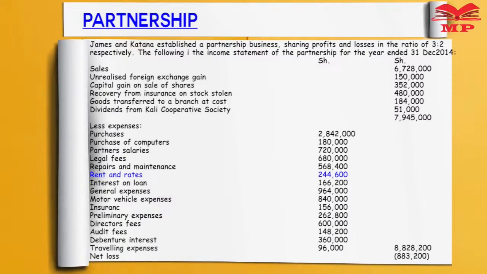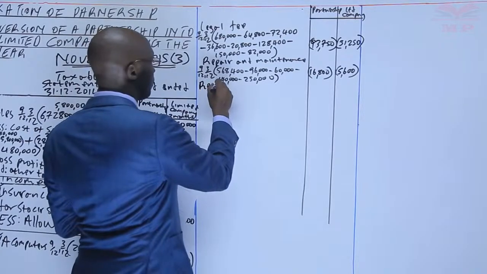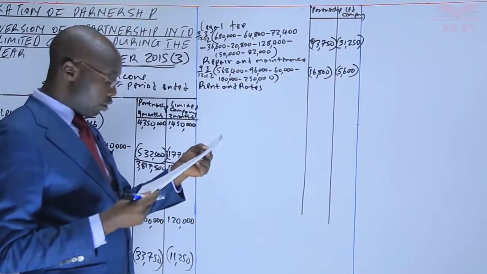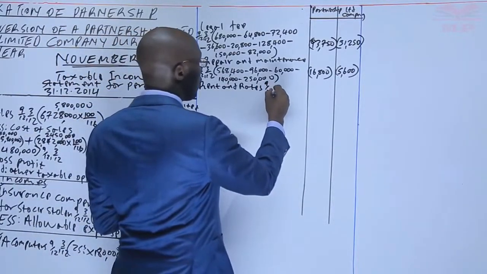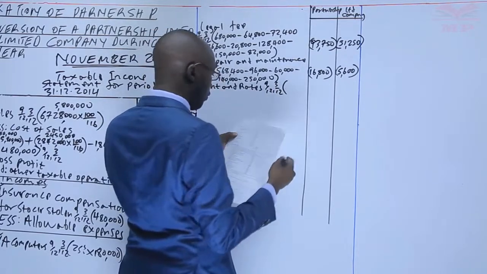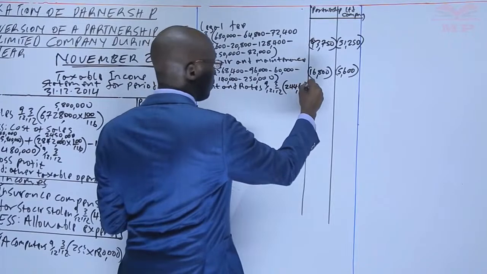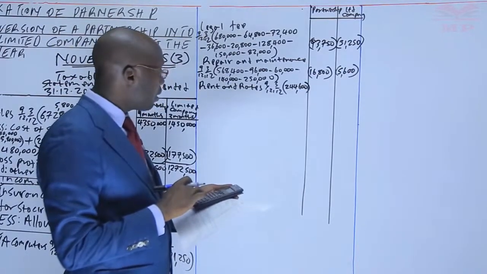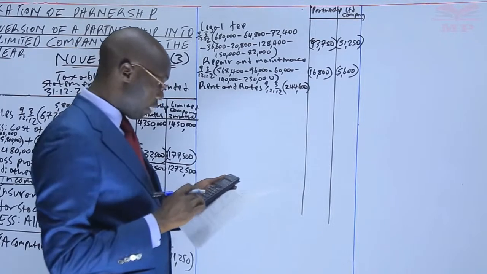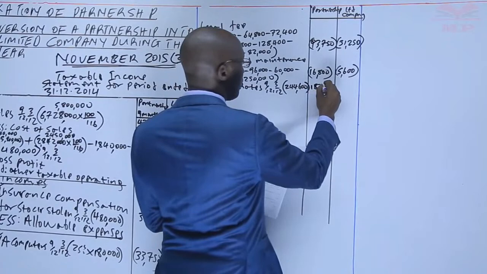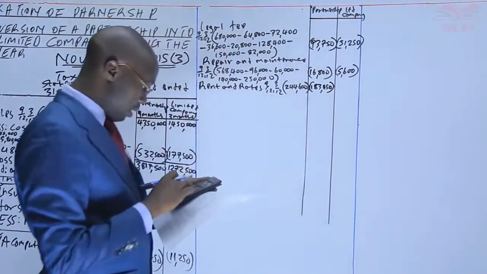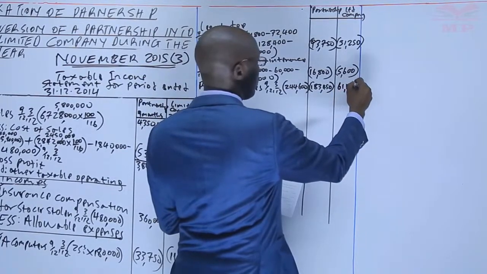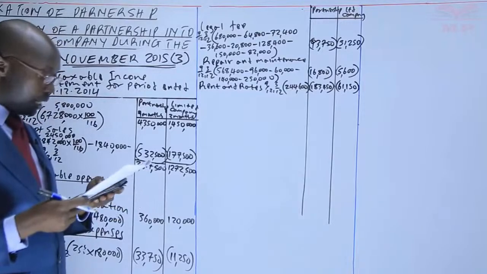After repair and maintenance, there is rent and rates. And this one does not have additional information. So it's all about apportioning 9 over 12, 3 over 12 of 244,600. So 9 divided by 12 times 244,600, which we have 183,450. The other one would be 3 over 12, 61,150.